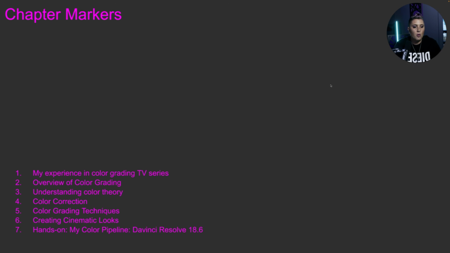So for example, why do we use orange and teal? That's a very common split toning technique for a more cinematic grade. So we'll talk about color correction, we'll talk about color grading techniques. We're also going to talk about different cinematic looks. How do you achieve a cinematic look? What does cinematic even mean? What does filmic mean?